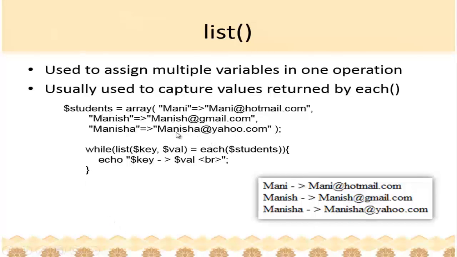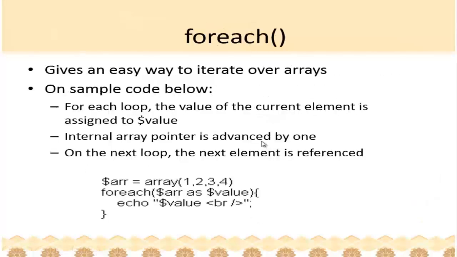Once it returns these values, the internal pointer will be pointing to the next element of the array, and if the while loop returns back, it will read the last element, and the last element will have the key Manisha, and the value will be Manisha at Yahoo or any other mail.com, whatever it is. So we have seen this for each. For each is used to return individual element values from the array and display.